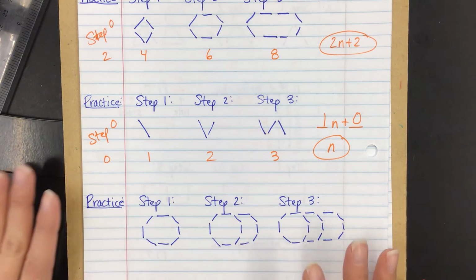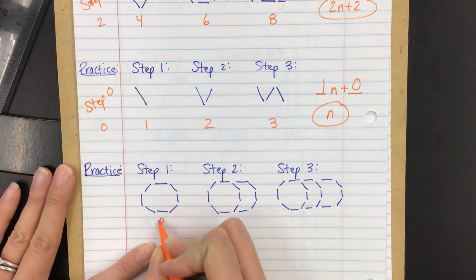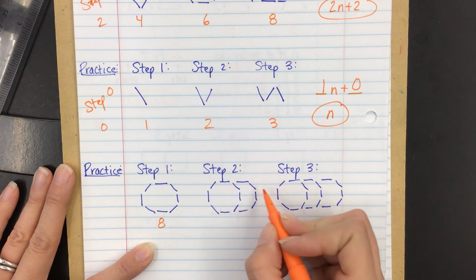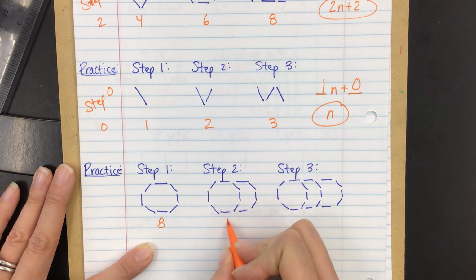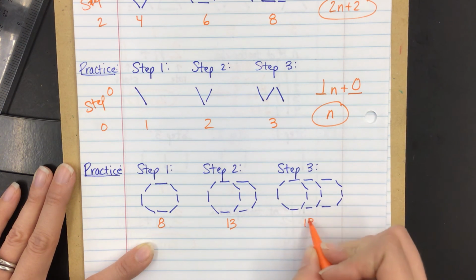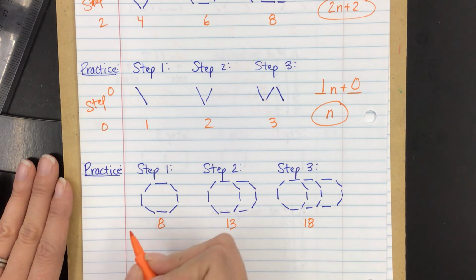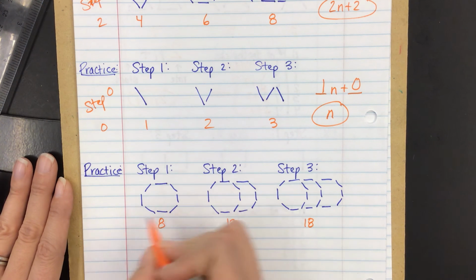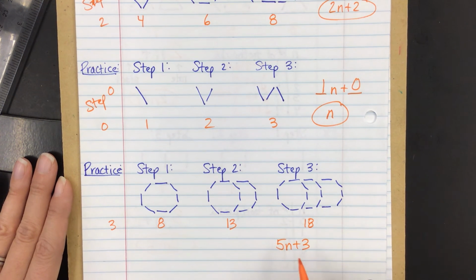All right, so let's take a look at this next one. This is 8. This is 13, I think, right? And then this one would be 18. So you're adding 5 each time. So what's the initial one? 3. Okay, so then this would be 5n plus 3. You guys agree?